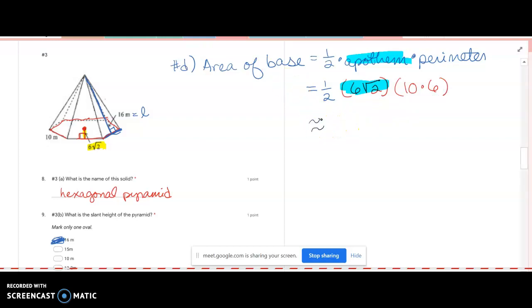So putting all of that in my calculator, comes out to 254.558, so to the nearest tenth, 254.6.